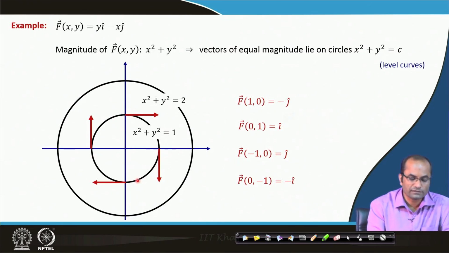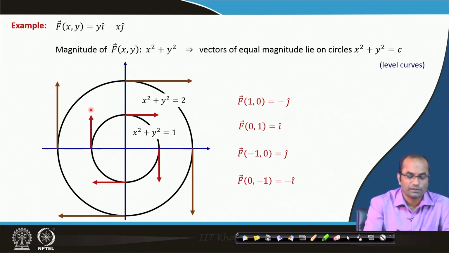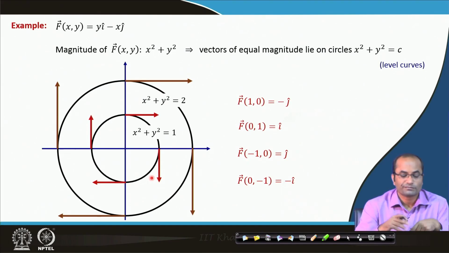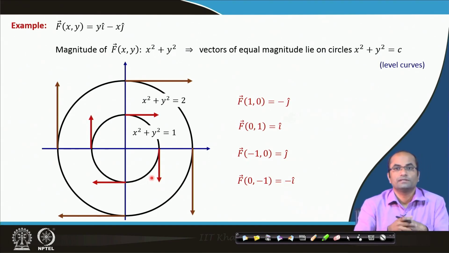These vectors all have length 1, but if we draw from the outer circle whose radius is 2, the vectors will be double in length compared to those on circle 1. Similarly, we can have several of these concentric circles, and on each circle we can draw the direction of these vectors.